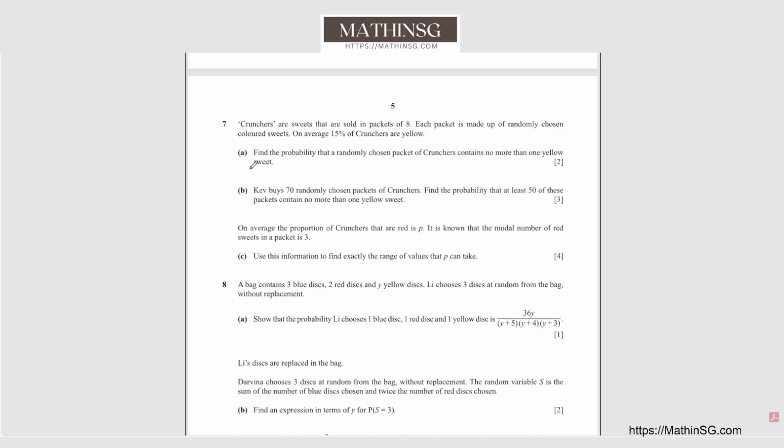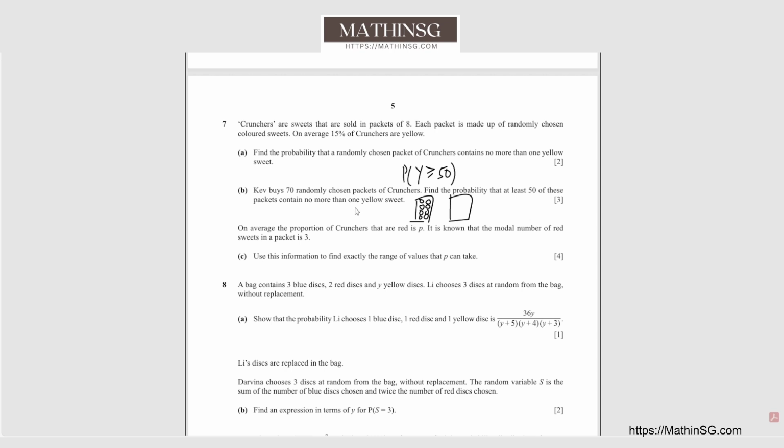Alright, moving on to part B. Kev buys 70 randomly chosen packets of crunches. Remember, each packet of crunches contains 8 crunches. Find the probability that at least 50 of these packets contain no more than one sweet. So we have 50 packets of crunches, and each packet contains 1, 2, 3, 4, 5, 6, 7, 8. We want to find the probability that at least 50, which means more than or equal to 50, contain no more than one yellow sweet.